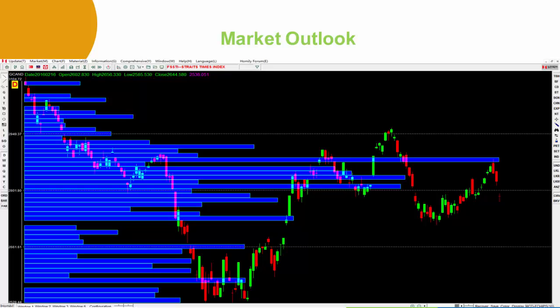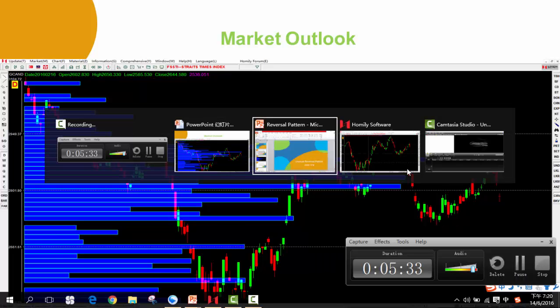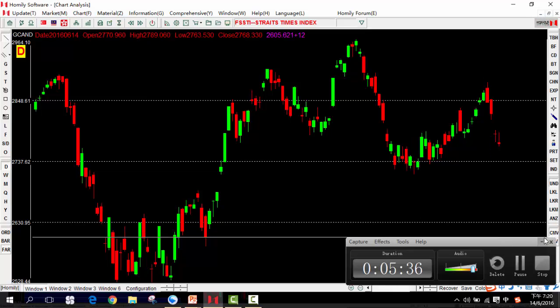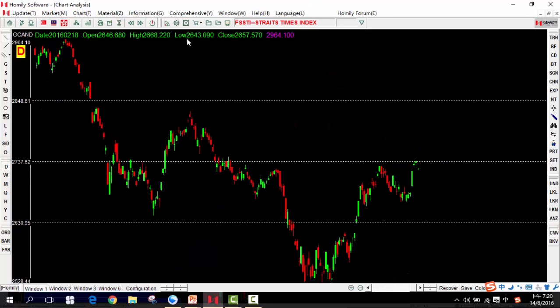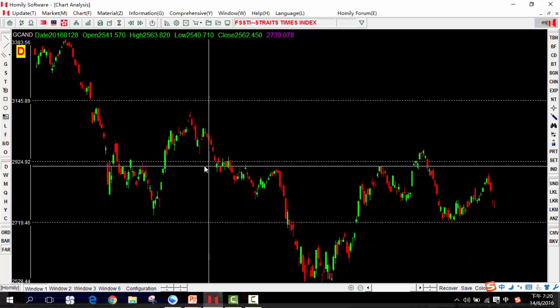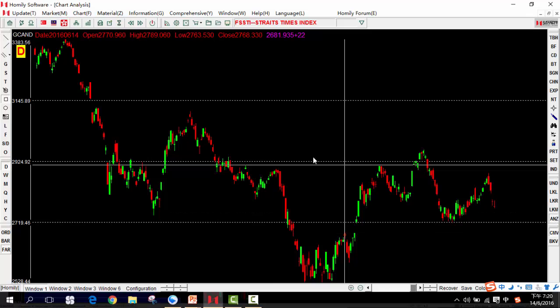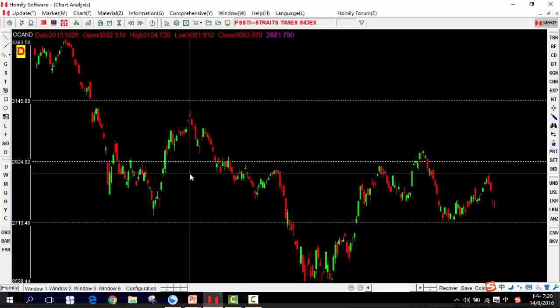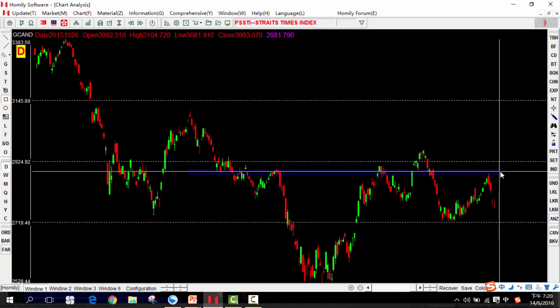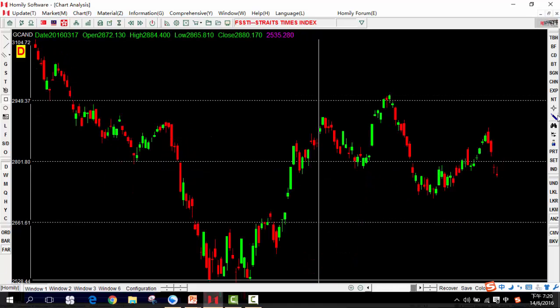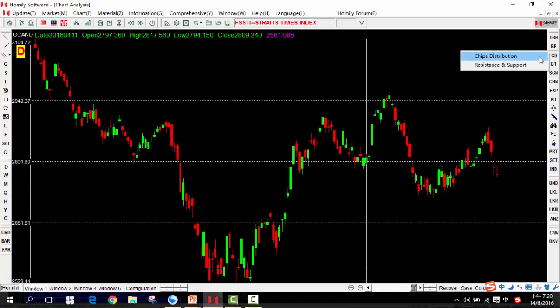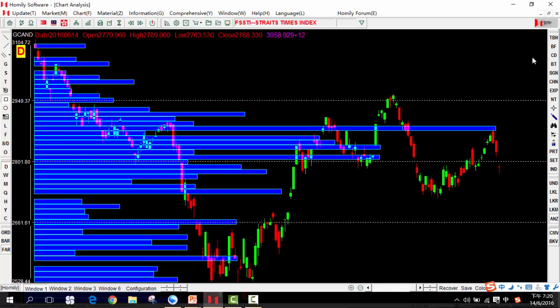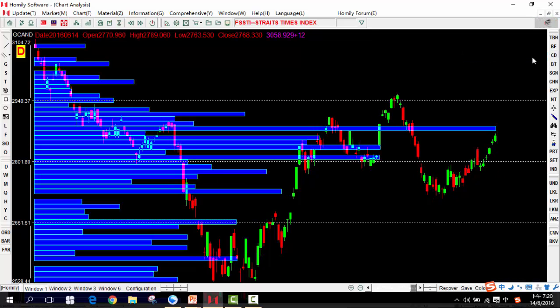Okay, so how to use this function? Okay, so let's see this one. Firstly, we should find the low point or high point. So this is the high point. Then we can connect the high point to the present price. Okay, then we can click CD, chips distribution. Then we know that here, the price just touched the resistance, right?